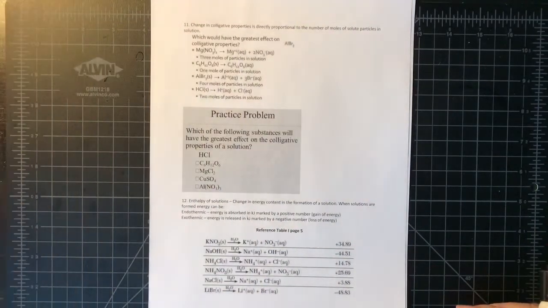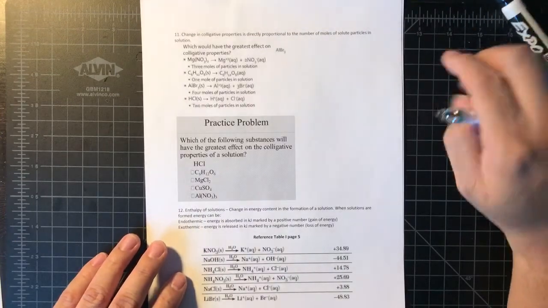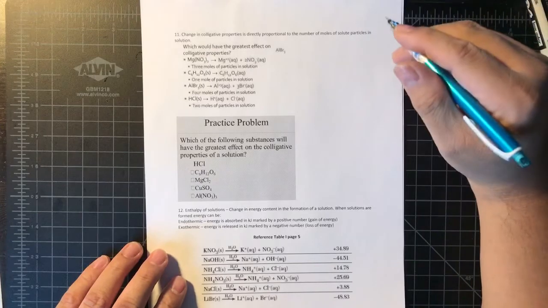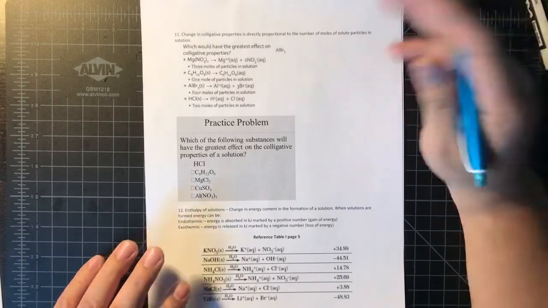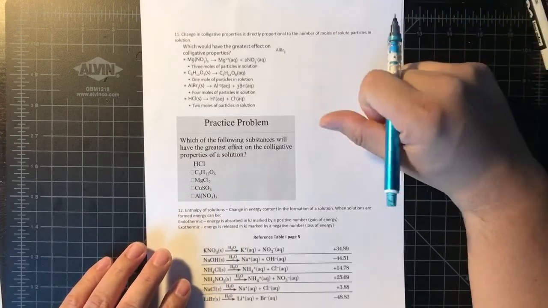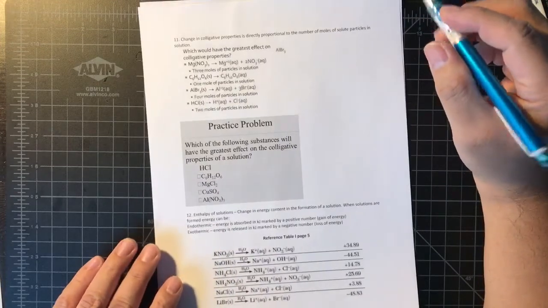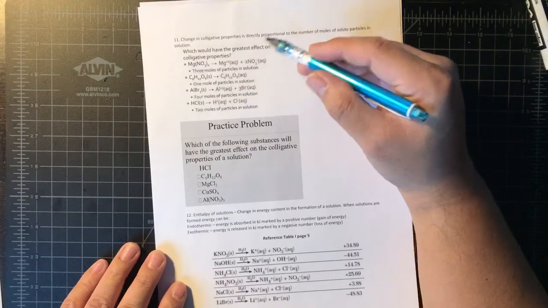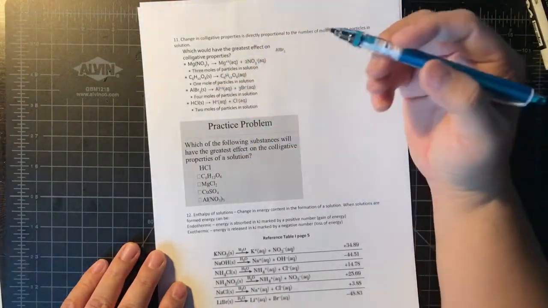All right, which brings us to number 11. Change in colligative properties is directly proportional to the number of moles of solute particles in the solution. We just explained that. Increasing the amount of solute particles in the solution will directly increase the colligative property, whatever you're talking about, whether it be boiling point elevation or freezing point depression, making it higher or making it lower. Okay, so depending on which particles you're looking at, it will create more or fewer moles.